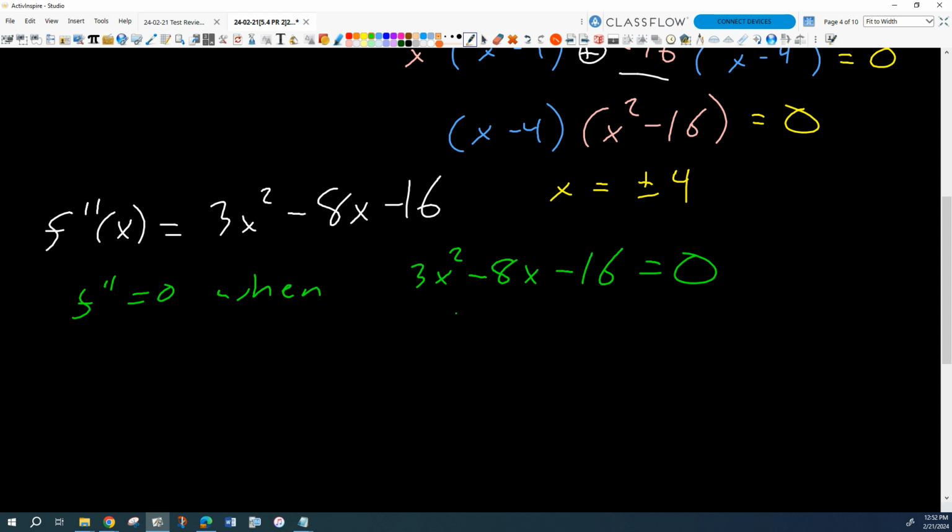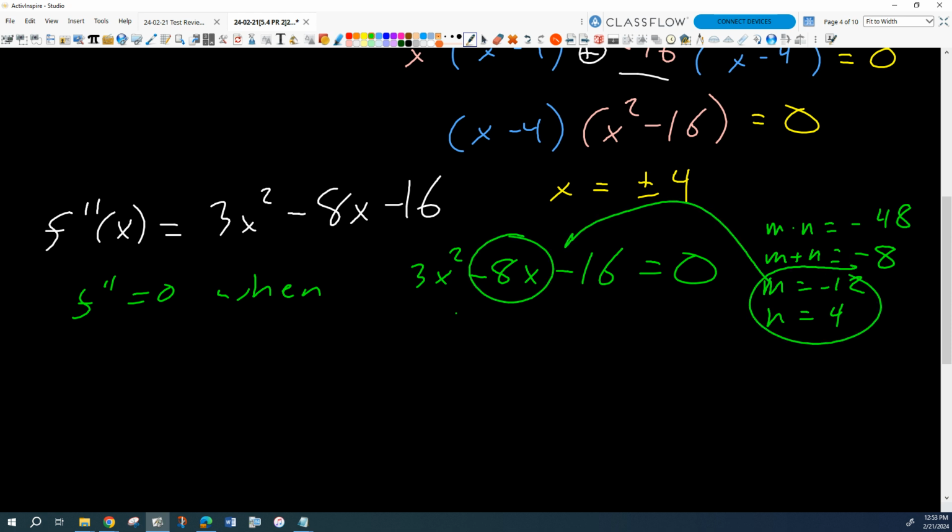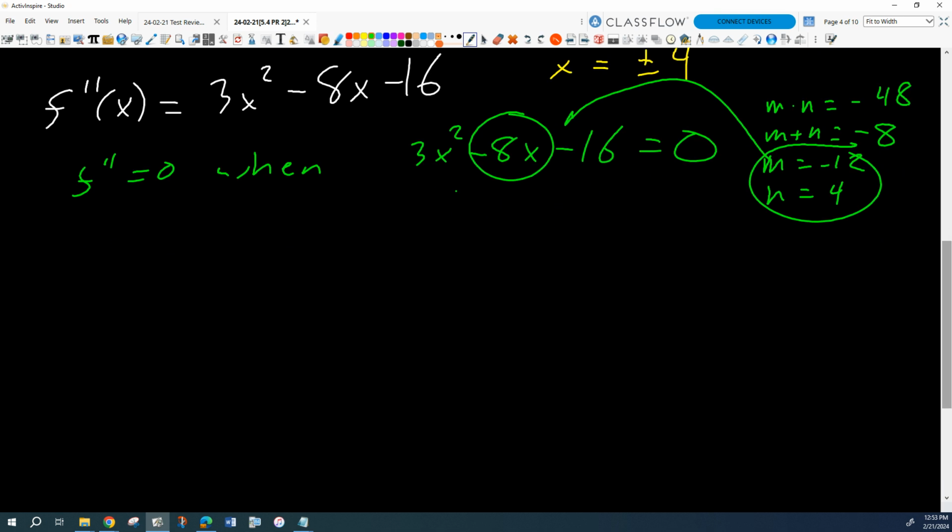Yeah. It does. To group it, we want to find magic numbers whose product is the outside product, right? So negative 48, and whose sum is negative 8. Well, what are those numbers? Negative 12 and 4. Negative 12 and 4. Right. Does that make sense? And so that's how we're going to split the middle term, and we'll factor by grouping. Okay. I really do think that's probably faster than quadratic formula.